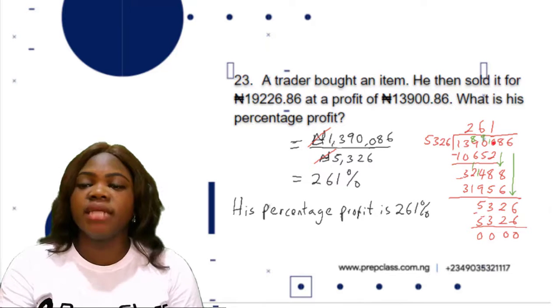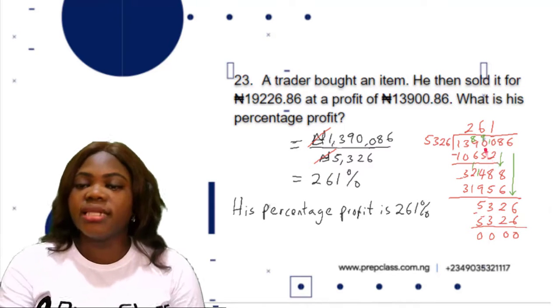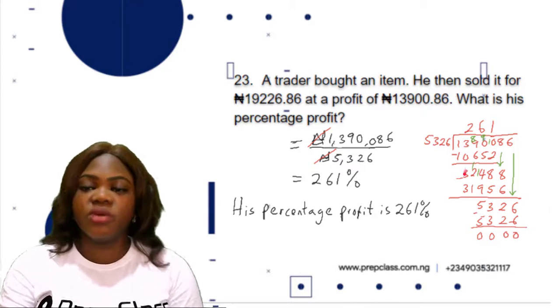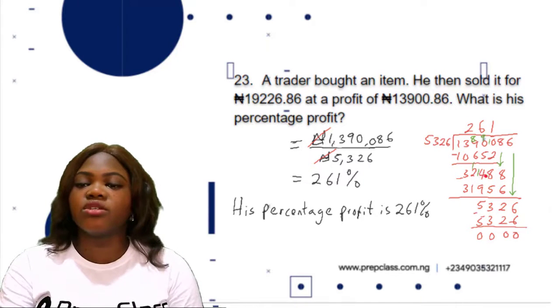Put it here, it becomes 10. 10 minus 2 is 8. 9 minus 5 is 4. 8 minus 6 is 2. 3 minus 0 is 3. So now we have 3,248.